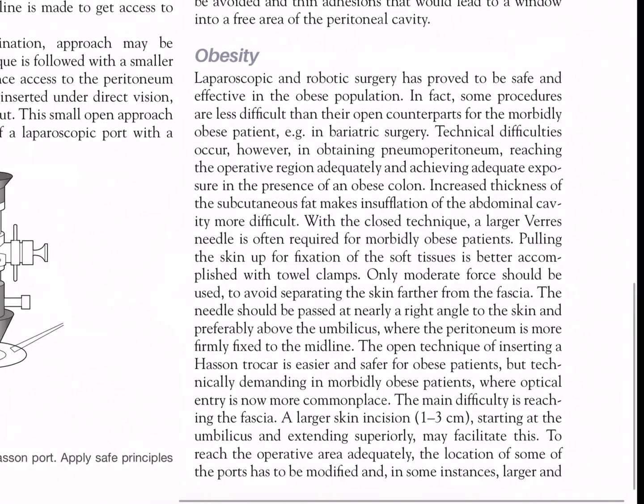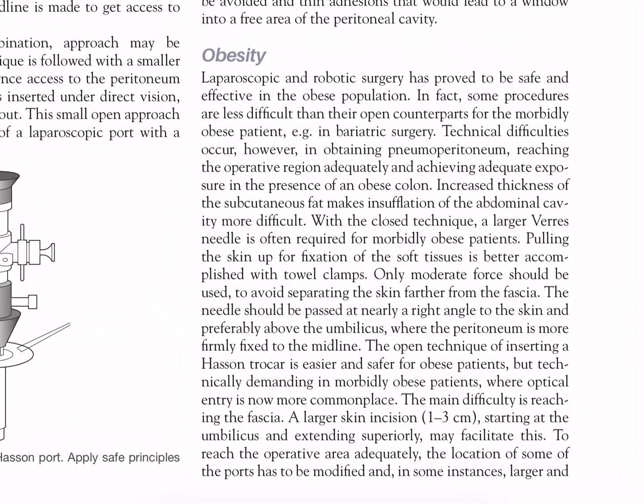Obesity. Laparoscopic and robotic surgery has proved to be safe and effective in obese people. In fact, some procedures are less difficult than their open counterparts for morbidly obese patients, for example in bariatric surgery. Technical difficulties occur, however, in obtaining pneumoperitoneum, reaching the operative region adequately and achieving adequate exposure in the presence of an obese colon. Increased thickness of the subcutaneous fat makes insufflation of the abdominal cavity more difficult.